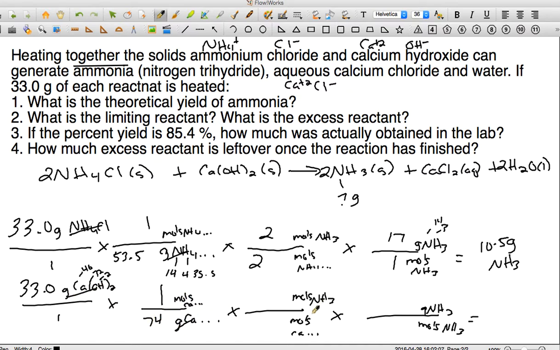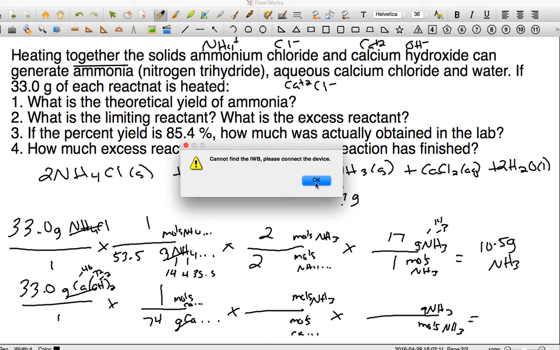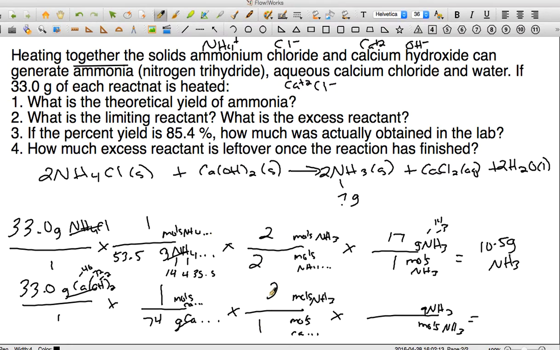Crossing off my labels. Mole to mole, so there's 1 calcium hydroxide, and there's 2 moles of ammonia, so 1 to 2. Cross off my labels. And then 1 to 17, just like there was before. Okay, so I take 33 times 2 times 17, hit equals, and divide by 74, and I end up with 15.2 grams of ammonia. All right, so in this case, my limiting reactant is the ammonium chloride.